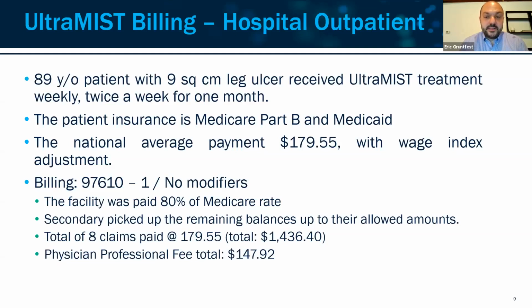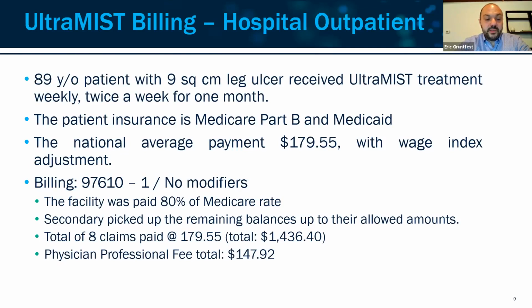In this example, because it's a hospital outpatient procedure, the national average is $179.55 as a payment to the hospital setting. And that, of course, was adjusted by the hospital wage index, which we couldn't verify at this time. The billing that was done was similar to the previous example.